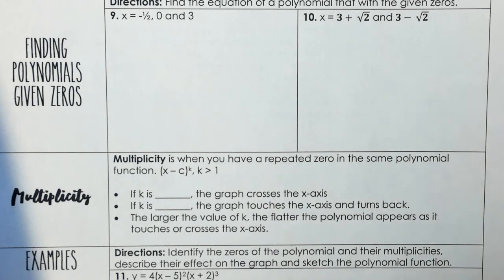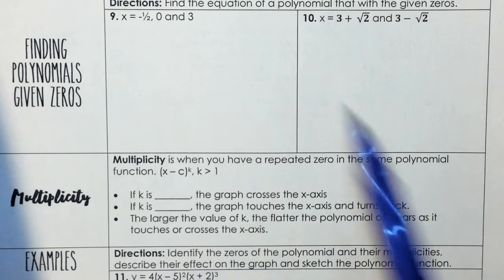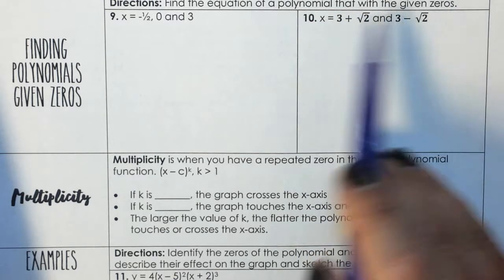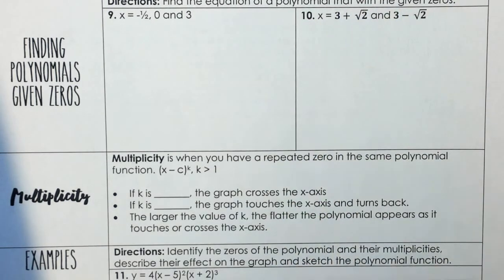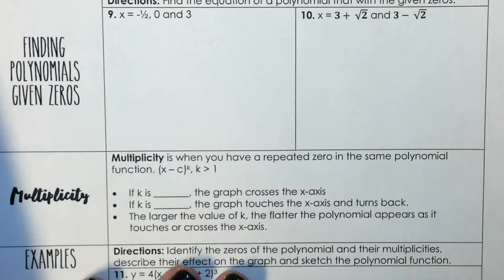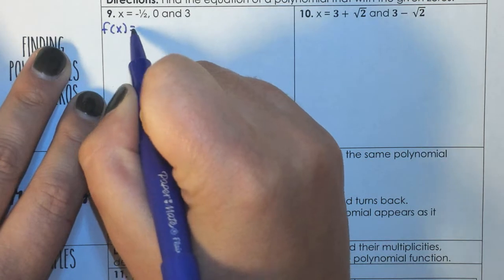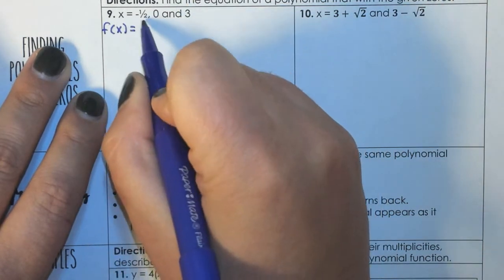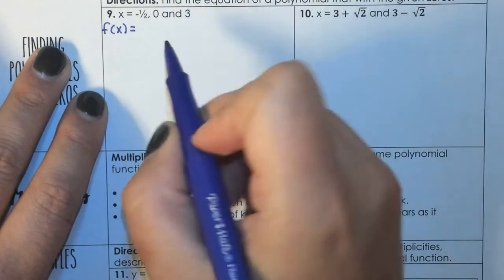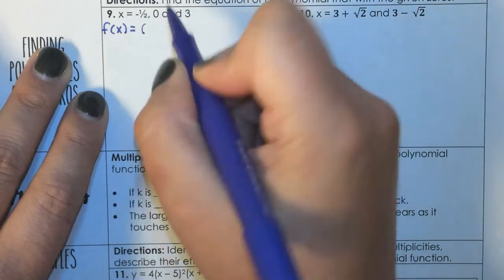Okay, so for examples 9 and 10, we are going to find the equation of a polynomial with these given zeros. So we're essentially doing the opposite, like we're undoing what we were just doing on the last two examples. The first thing that we're going to do, we always want to make sure that we're writing our correct notation. We are going to fill in these three zeros into the linear factors.